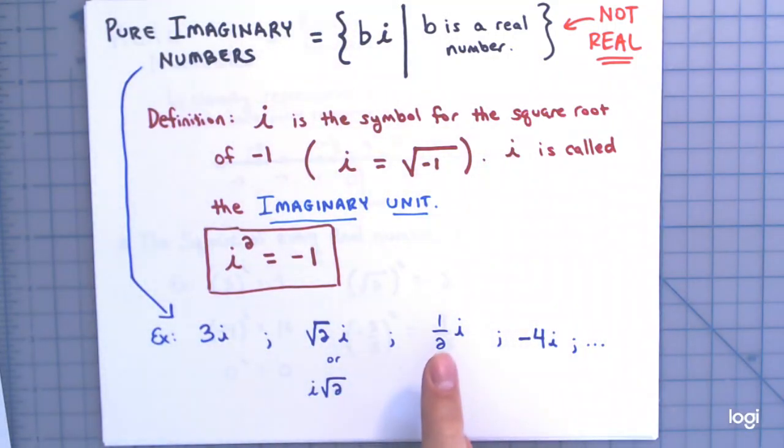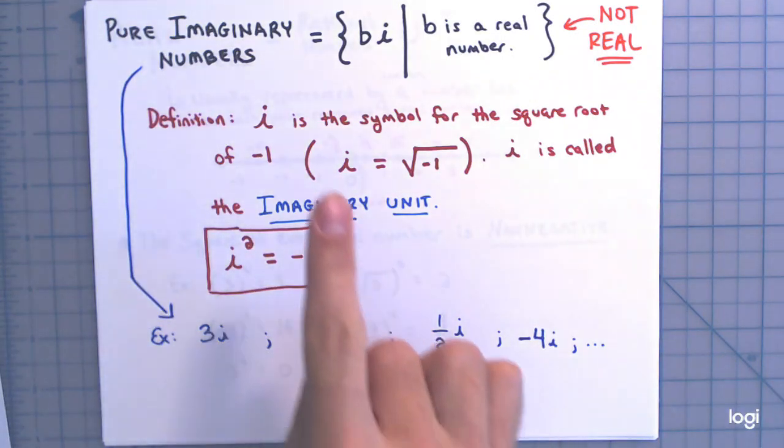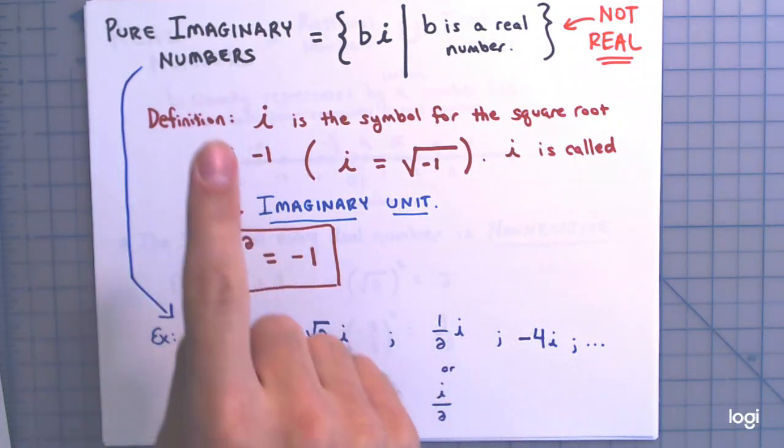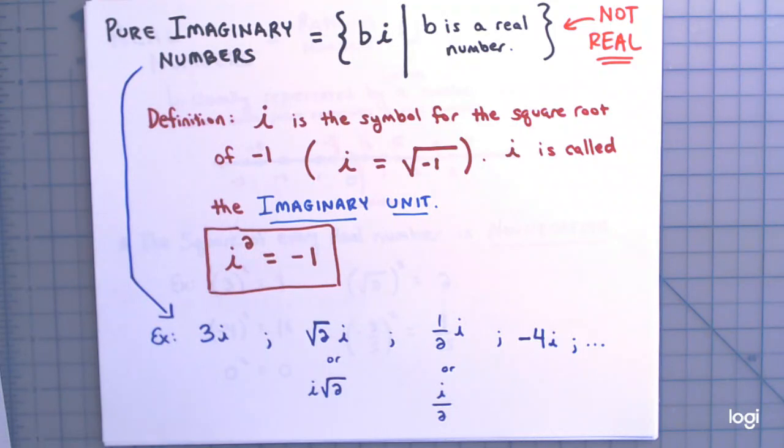Here's another example. 1/2 times I, a real number times I. So this is, again, purely imaginary. Another way to write this too is, just like with variables, half of x would be x over 2. Half of I can also be written as I over 2, but still has this I attached to it. I attached to a real number, so again, a pure imaginary number. -4 times I, real times I, pure imaginary. Okay, and again, I could make up examples like this all day long, but I will not.